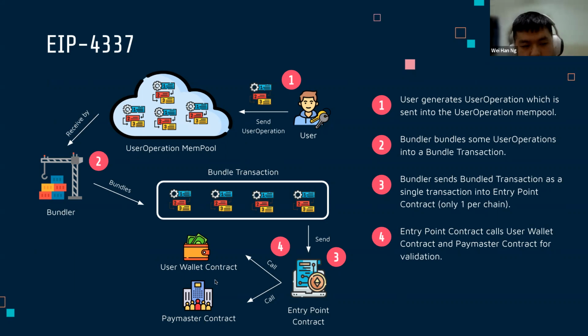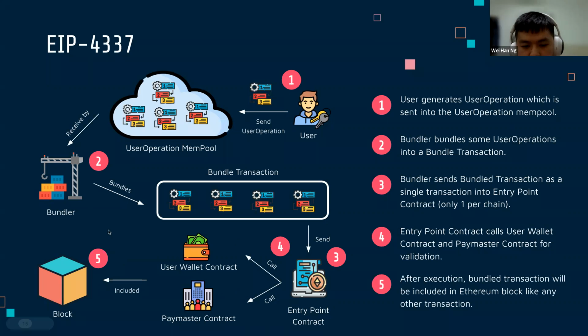So the user wallet contract basically holds the funds, and the paymaster contract checks whether it is authorized to pay the gas fee for that particular user, right? So as simple as that. And the last step is basically just this. Once everything is executed, it will be included in a block like a normal transaction, right? So yeah, this is the simplified version of how EIP 4337 works.